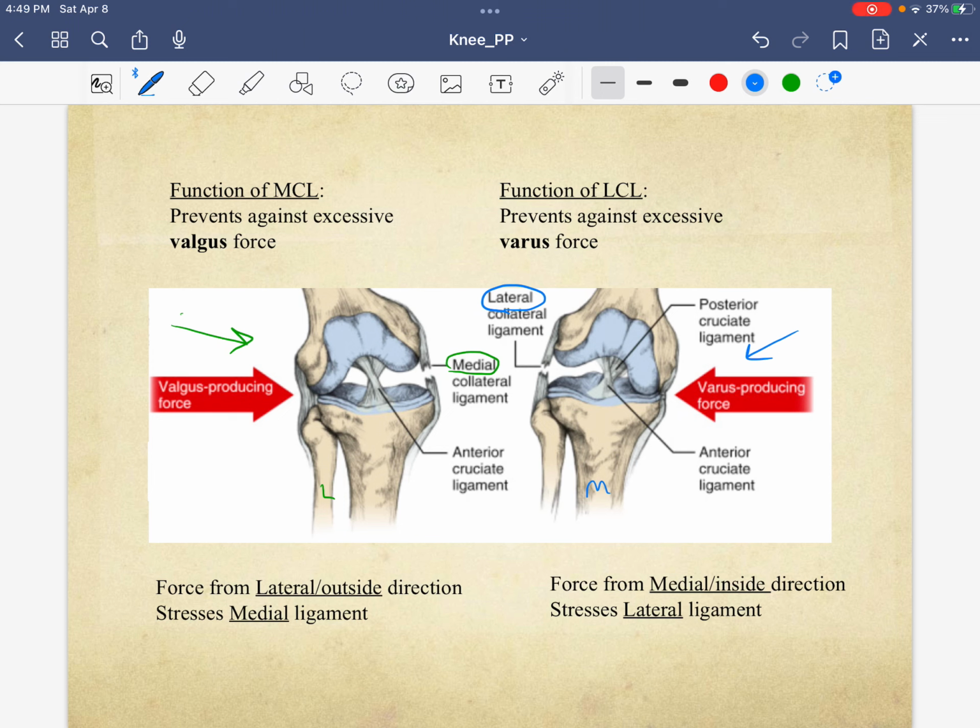Good, good, good. Which one is injured more commonly? I can't hear you. Definitely the MCL. The reason why the MCL is much more prone to injury by and large is because it's much more likely to have a valgus force. This is much more likely, even in the course of everyday activities, but especially with sports. Much more common to have a medial collateral ligament injury because much more common to have a valgus force.